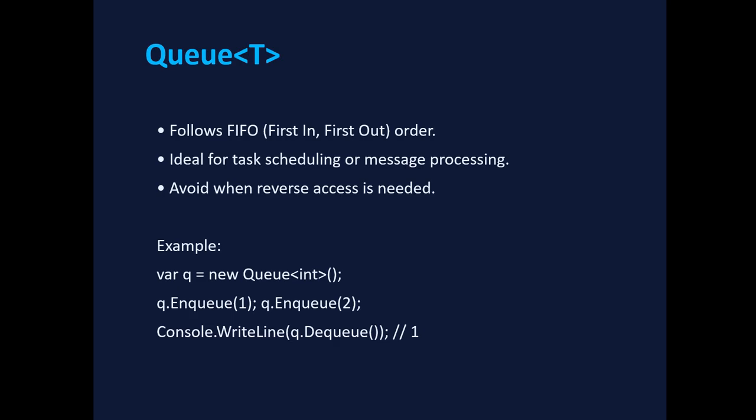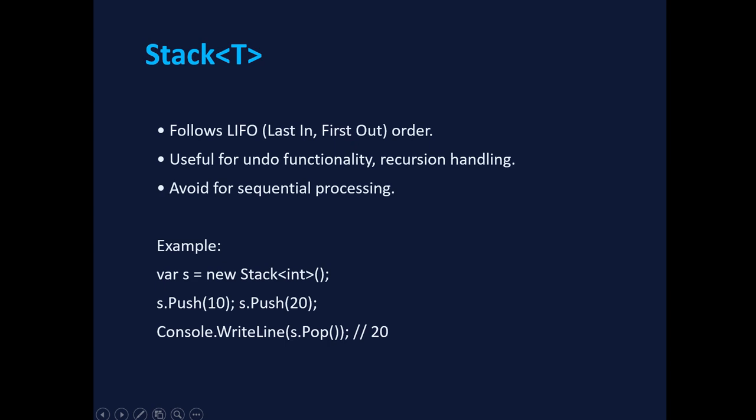For example, if you see here, I'm creating a queue list as int. If you wanted to add a value, you use q.Enqueue(1), q.Enqueue(2). If you wanted to remove, you use q.Dequeue(). This is how we can get the value. It's the same for the stack also. So let me go to Visual Studio.